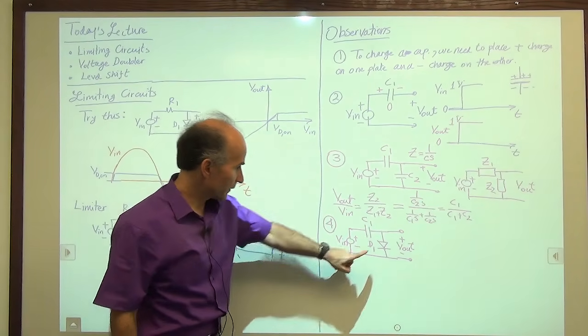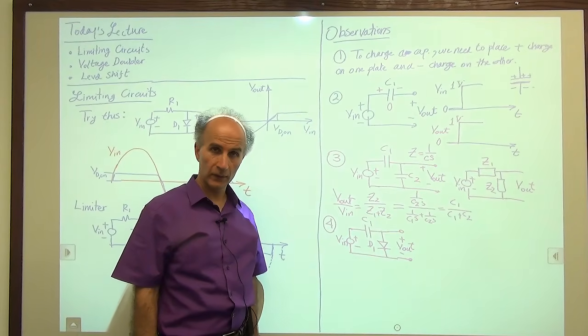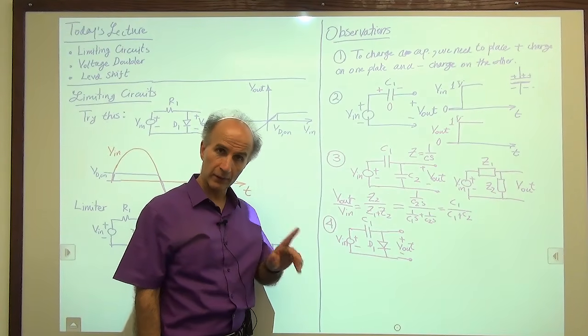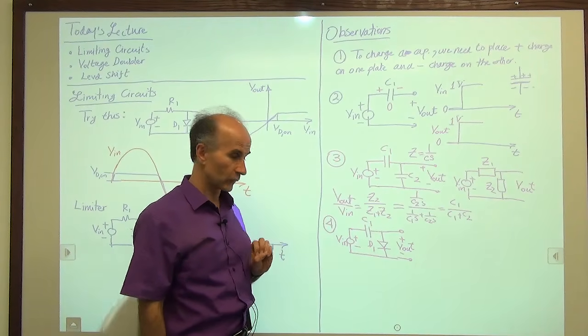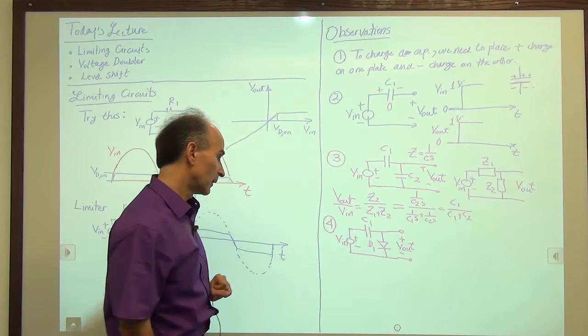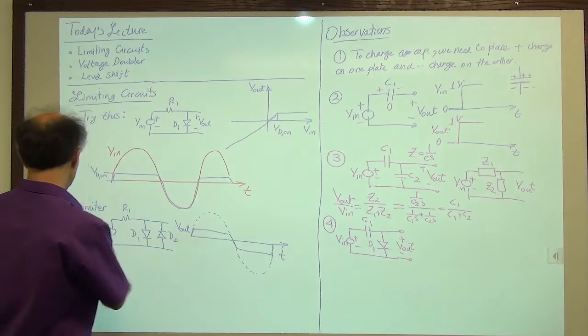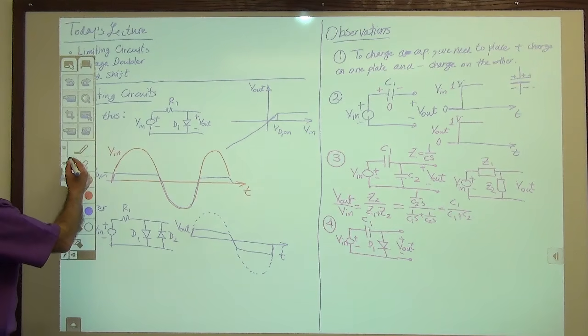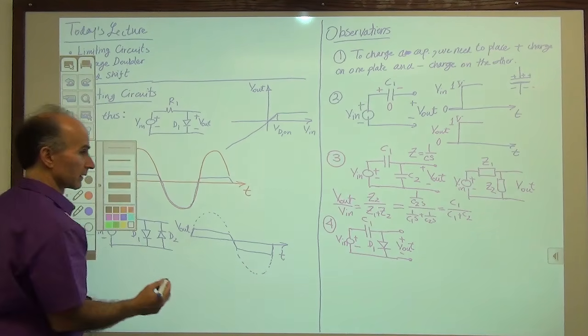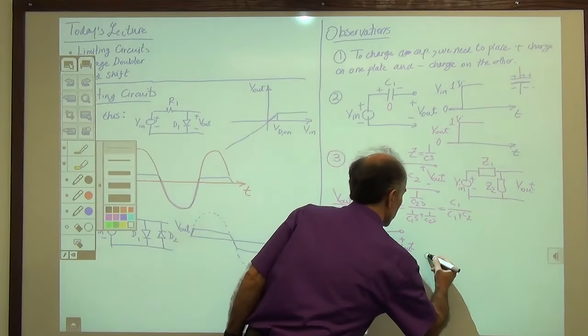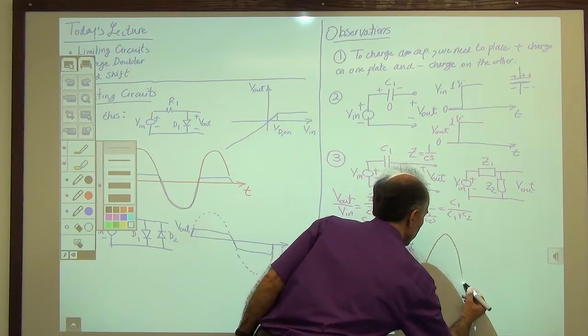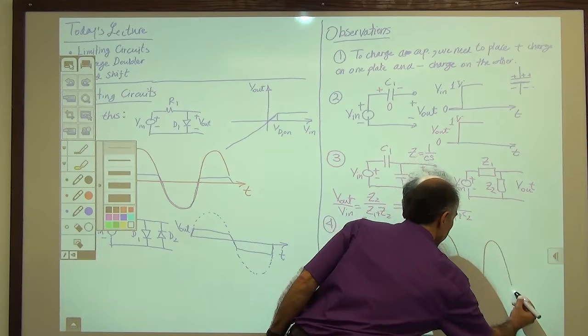Okay, so let's assume this is an ideal diode. If it's on, it's a short circuit. If it's off, it's an open circuit. No battery in there. And let's try to plot the waveform. So I will begin with the input waveform as a sinusoid in red. So here's the input waveform as a sinusoid in red.